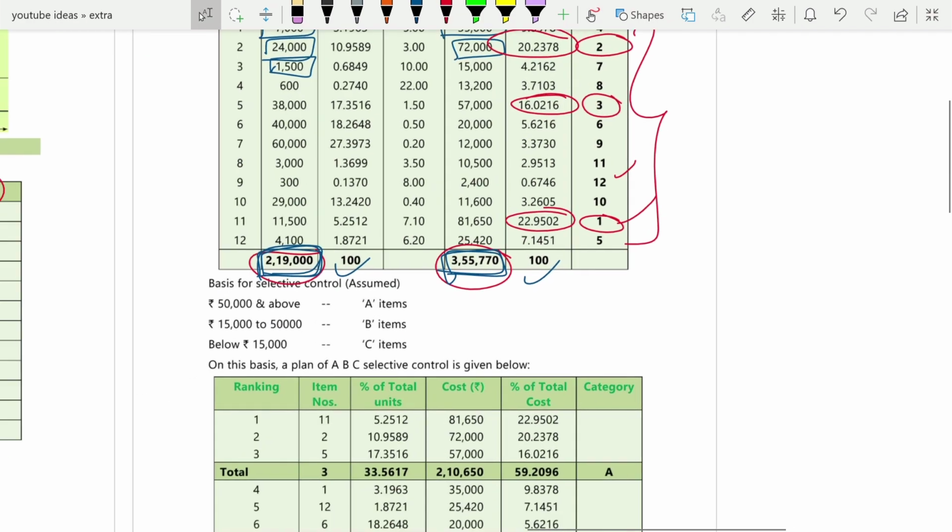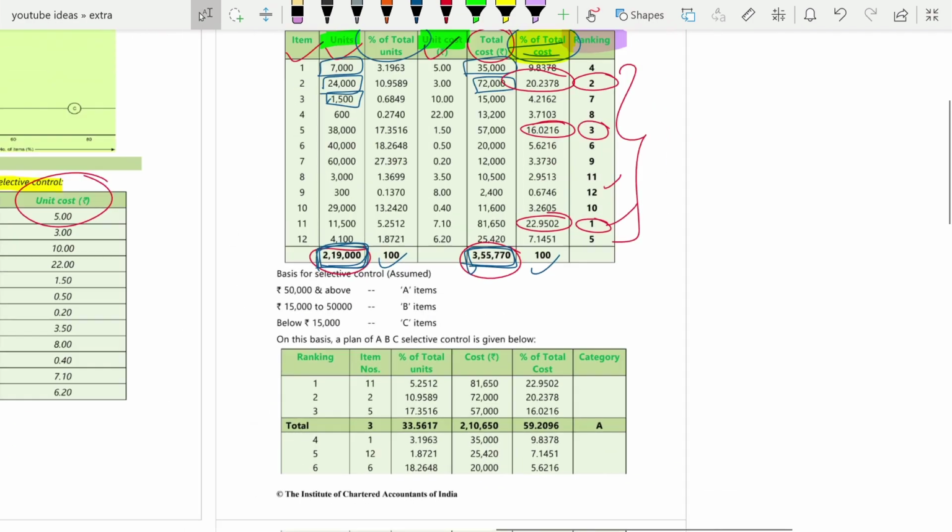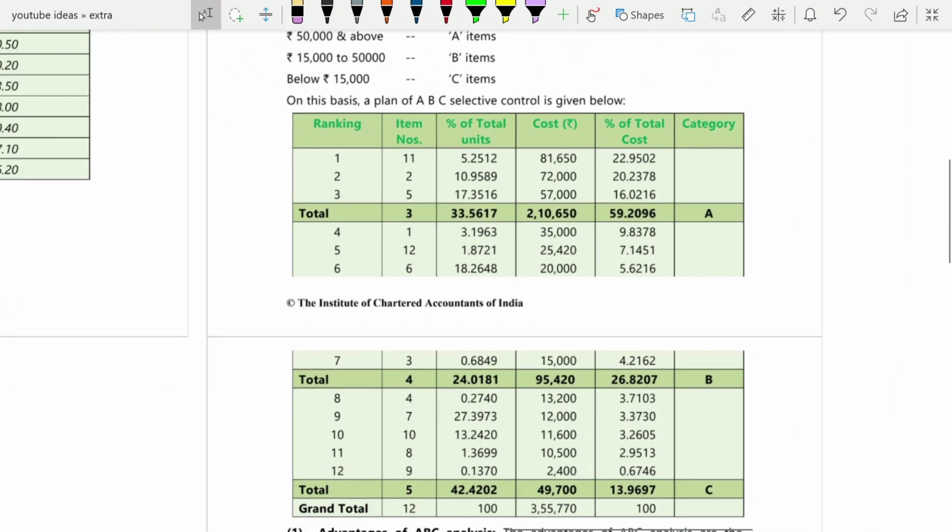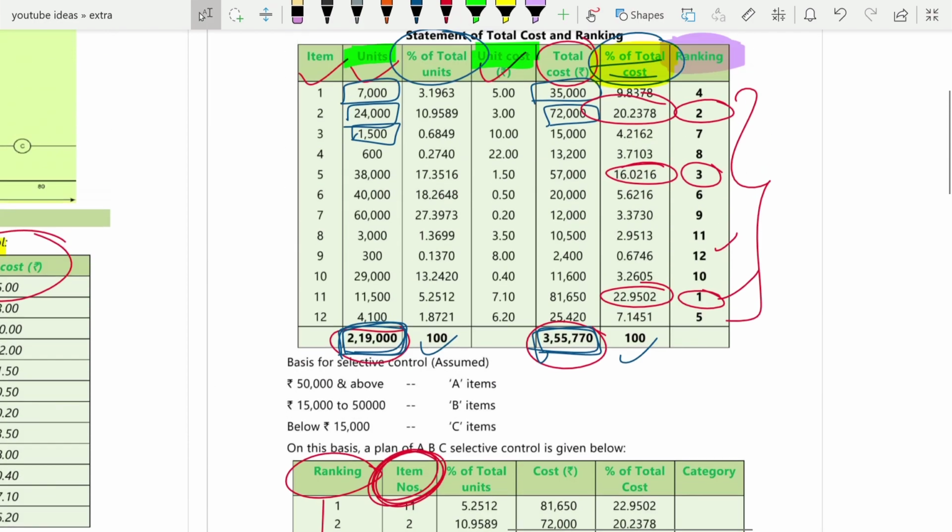Okay, so once you have ranked it, next what you have to do is write the ranking here. Rank 1, 2, 3, 4, 5, 6, 7, 8, 9, 10, 11, 12, however many ranks you have given, and you have to find out which item number is in that rank.